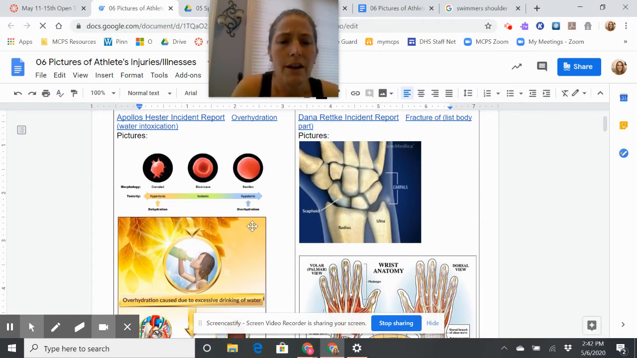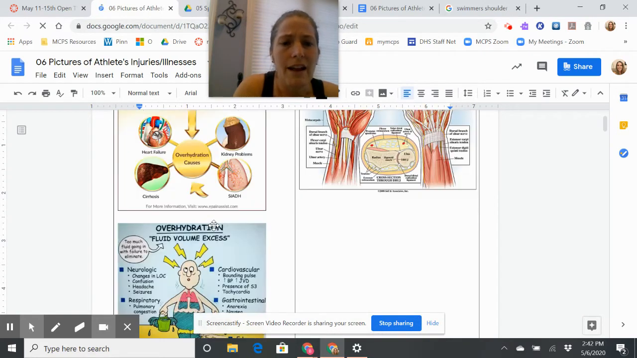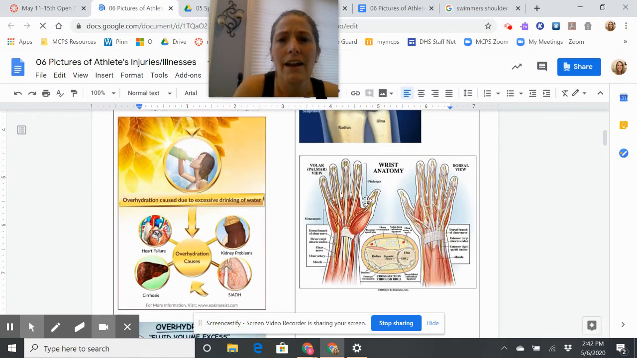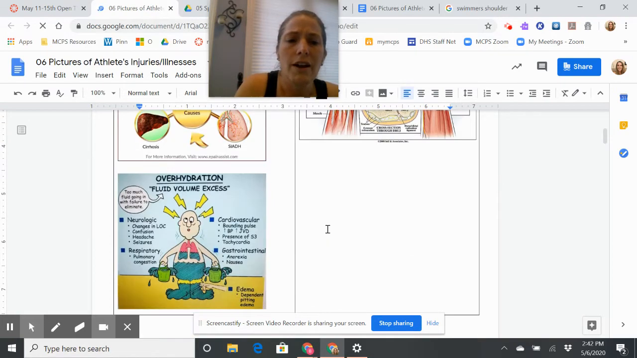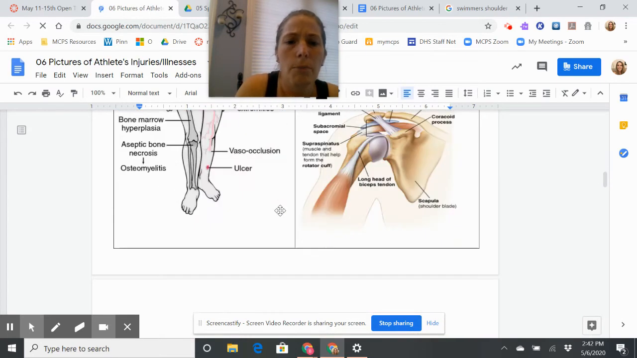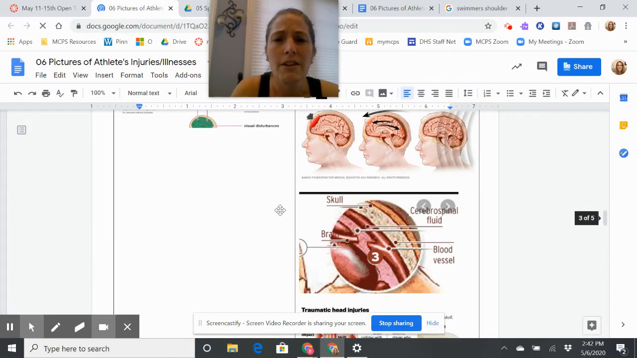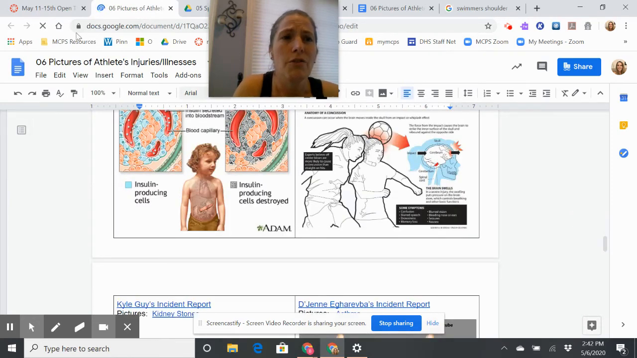So if it's overhydration, not only am I looking at the brain and the kidneys, but I'm also thinking about the blood cells, okay? Or if I'm looking at a fracture, I'm looking at all the different parts that are involved in the wrist. So as you scroll down, all of the athletes have images that will help you to really visualize what their diagnosis is and the parts of the body that are involved.